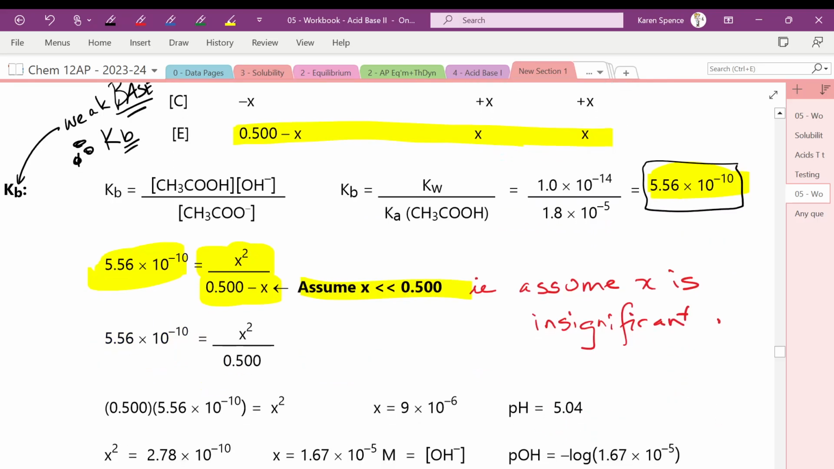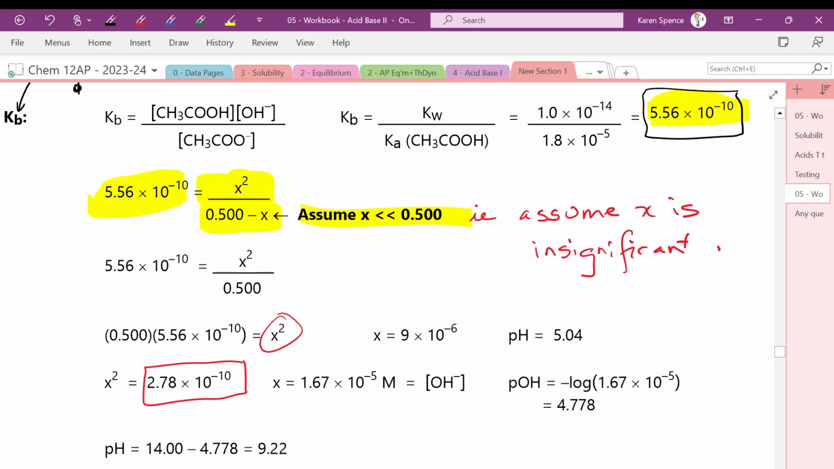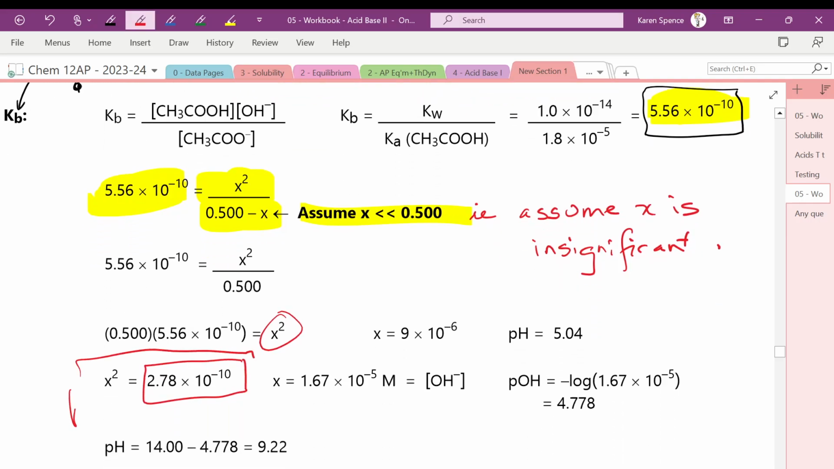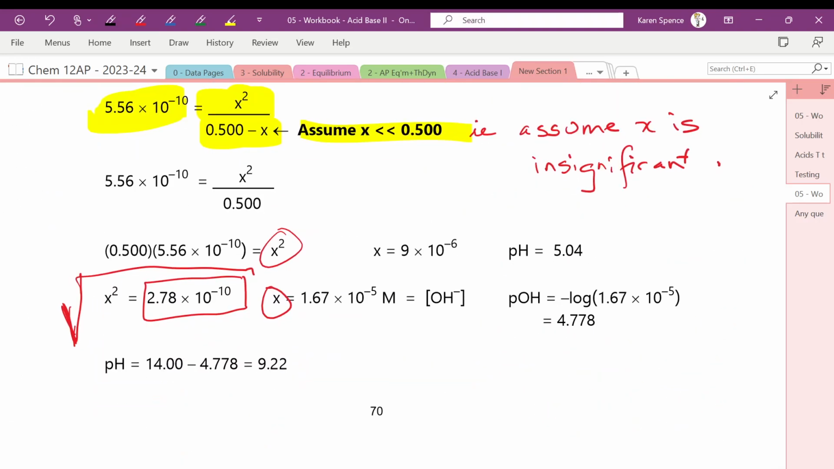And now we just do our math. Solve for X squared. X squared is equal to that number. Take the square root of both sides. And you get X is equal to 1.67 times 10 to the minus 5. We go back to our table and say, what was X? X was hydroxide. So that is our concentration of hydroxide. We can find the pOH, and then we can find the pH. Yes? Okay.